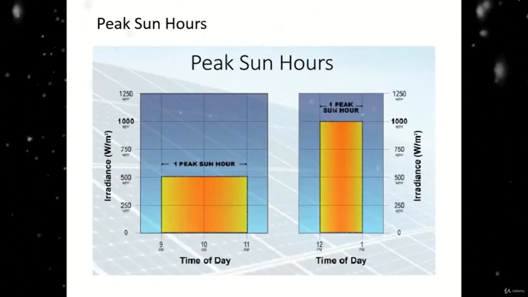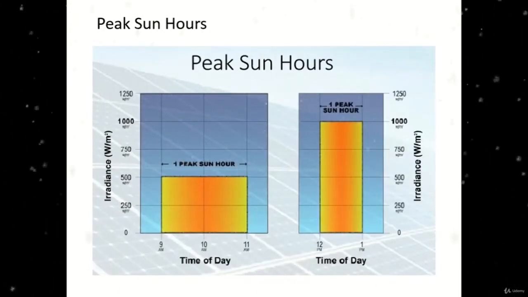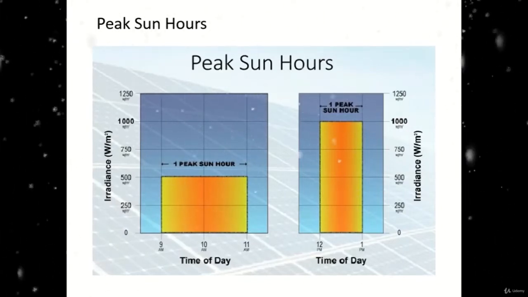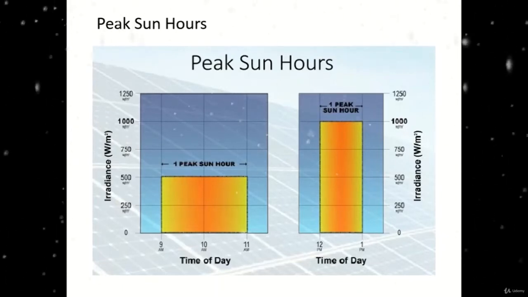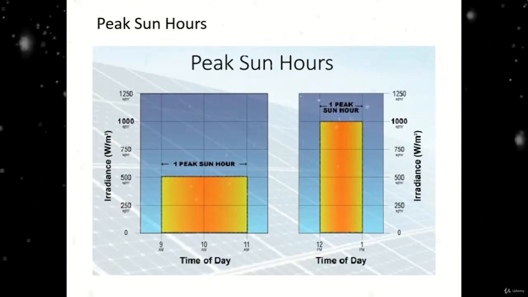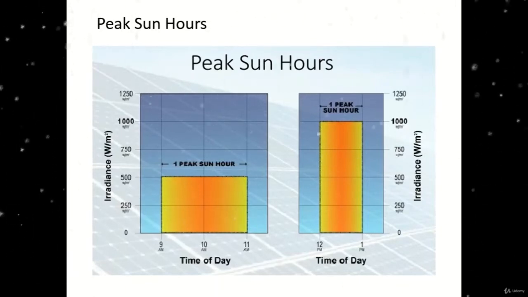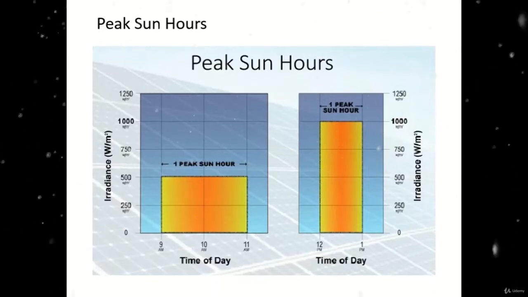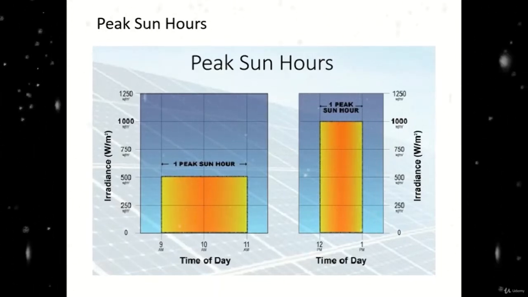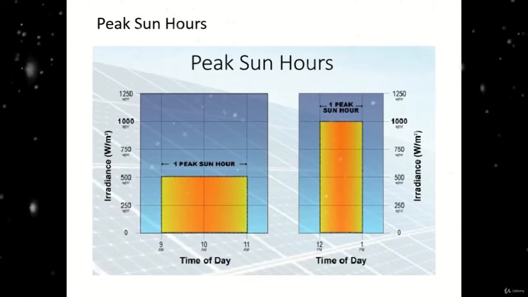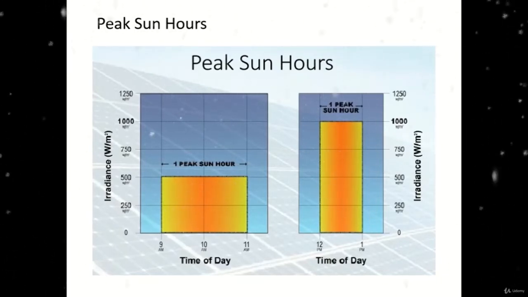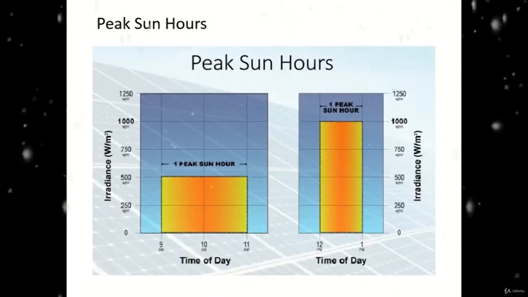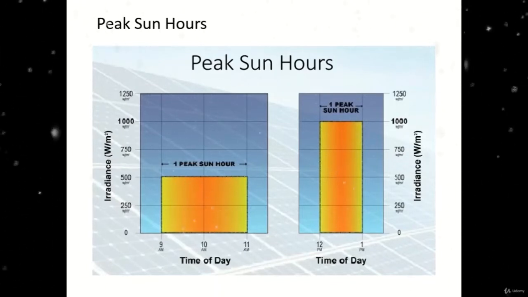For example, as you see on the left, from 9 to 11 a.m. we have 500 watt per meter square irradiance per hour. So the 2 hours give us 1000 watt per meter square, which is 1 peak sun hour. On the right, from 12 to 1 p.m. we have 1000 irradiance. So we have 1 hour with 1000 irradiance, which is a peak sun hour, and on the left we have 2 hours with 500 watt per meter square irradiance. So the two are the same. So the peak sun hour is very important in the design stage.